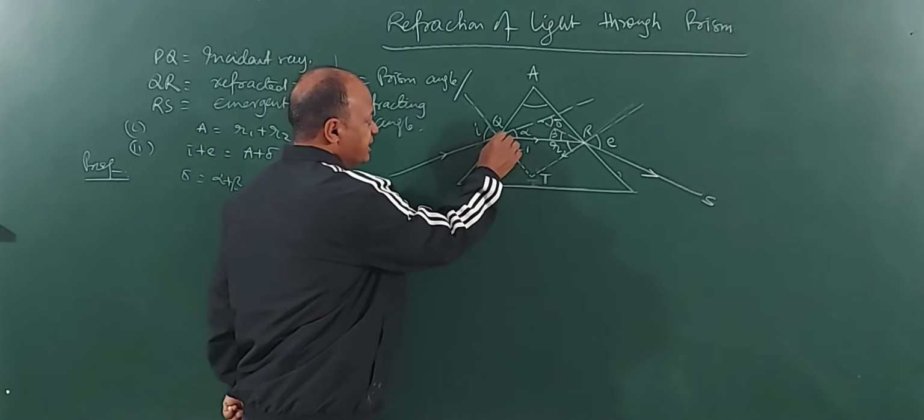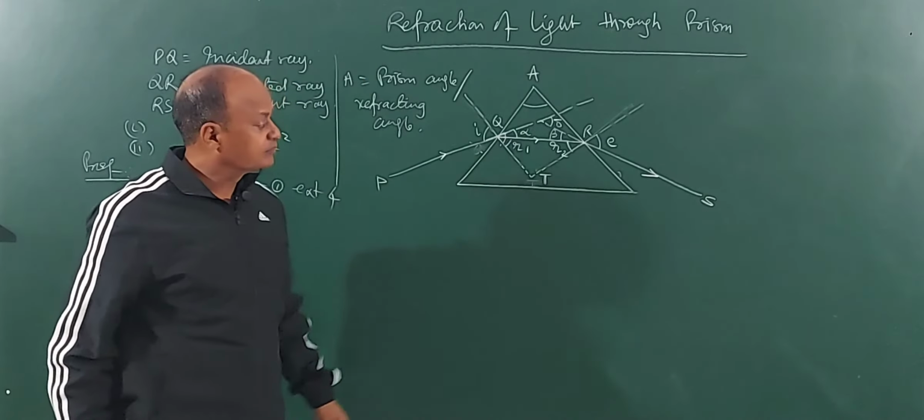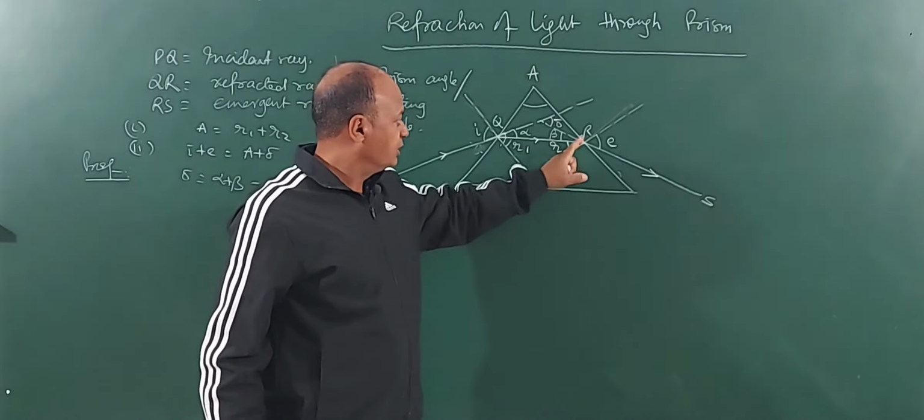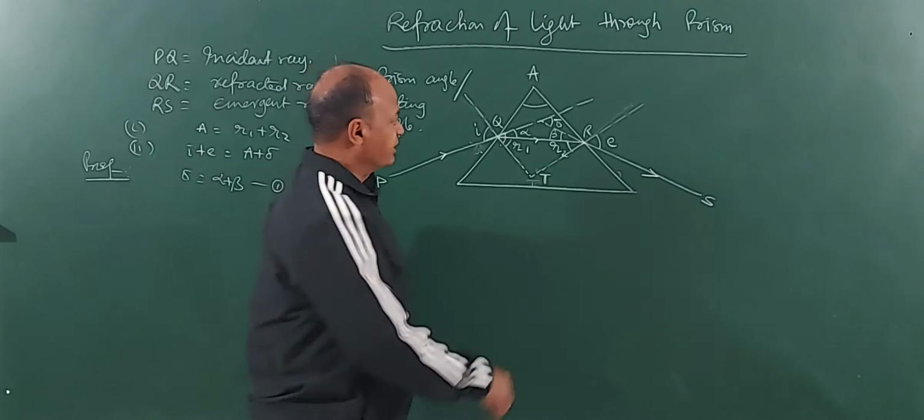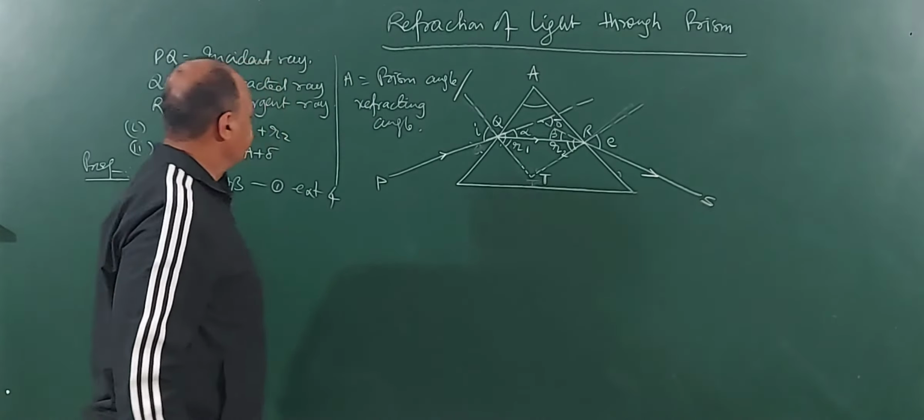If this angle is I, so this whole angle will be I, and this whole angle is how much? R1 plus alpha. Similarly, we have E equals to R2 plus beta, again the vertically opposite angles. So, this we need to keep in mind.